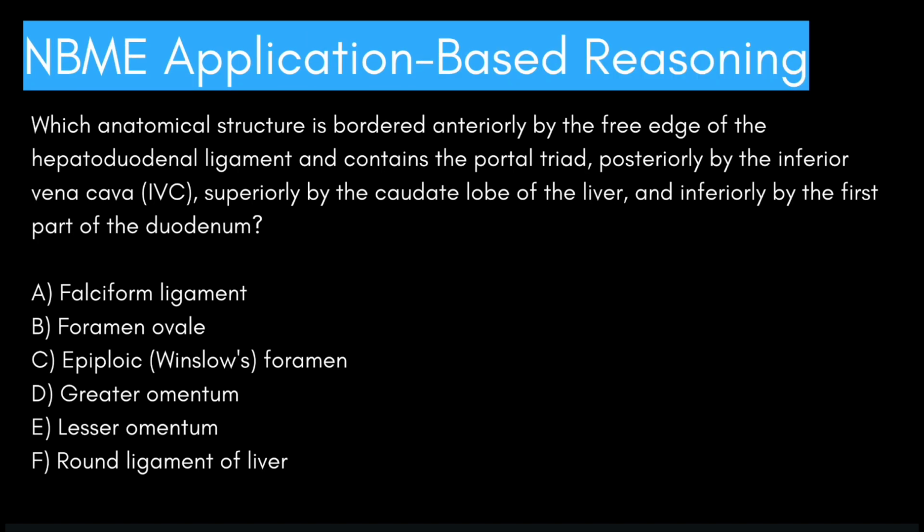Which anatomical structure is bordered anteriorly by the free edge of the hepatoduodenal ligament and contains the portal triad, posteriorly by the inferior vena cava, superiorly by the caudate lobe of the liver, and inferiorly by the first part of the duodenum?